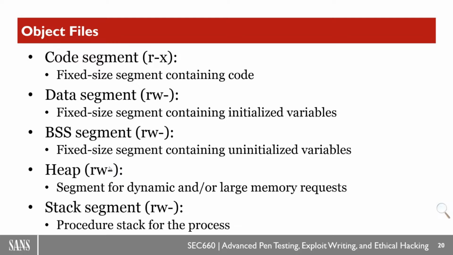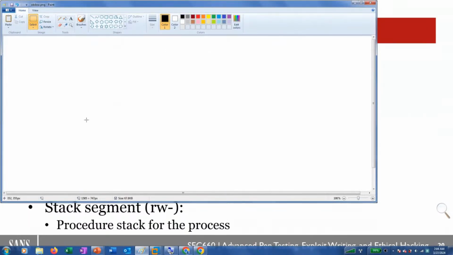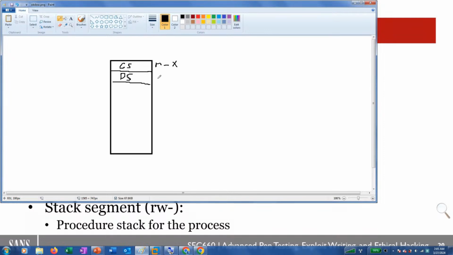Now, when we want to look at an example, let me just draw something out instead of trying to do it verbally. In the old days, it was always like this. You had a process memory layout. At the top, you had the code segment, CS. It was fixed size and executable, so readable, executable, not writable. Then you've got the data segment, fixed size, which holds initialized variables, so readable, writable, not executable. Then you've got the BSS segment, block started by symbol, which is fixed size. It's writable and holds uninitialized variables.